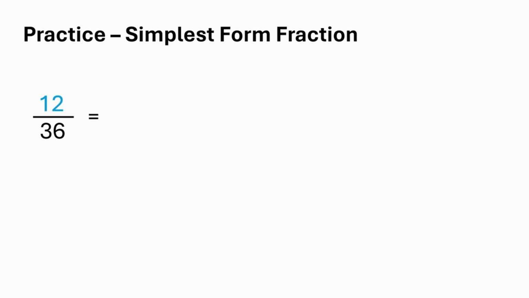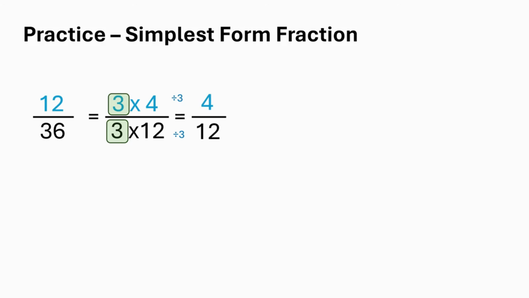Let's practice finding the simplest form of a fraction. We start with 12 over 36. First, we break 12 into 3 times 4, and 36 into 3 times 12. We notice that both numbers have a common factor of 3. So we divide both by 3, and we get 4 over 12. Now we see that 4 and 12 also share a factor of 4. Let's divide both by 4, and we get 1 over 3. That's the simplest form of the fraction, 1/3. We can't simplify it any further.